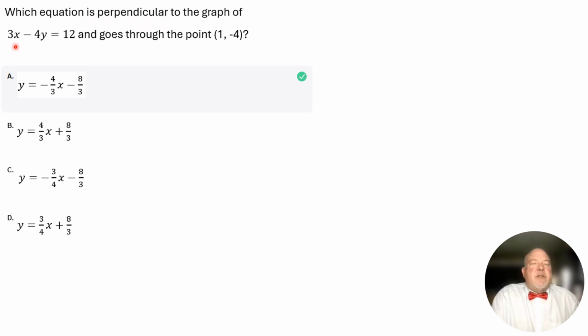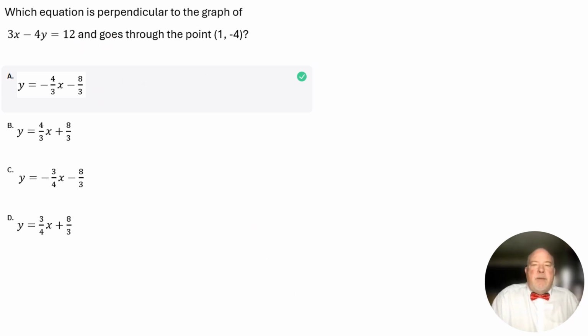The next thing you should know is that the equation they gave us here is in standard form. And in standard form, you can't tell what the slope is. In fact, you can't really tell anything here. So we're going to want to change this into slope-intercept form so that we can figure out what the slope of this line is. Because we know the slope of a line perpendicular to it will be the opposite reciprocal of the slope of this line. And then it goes through this point, okay?